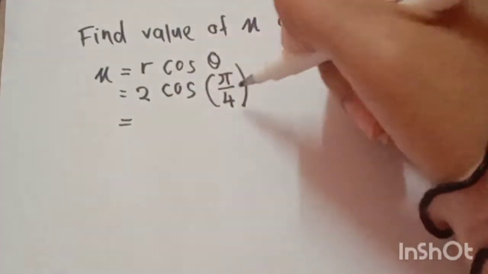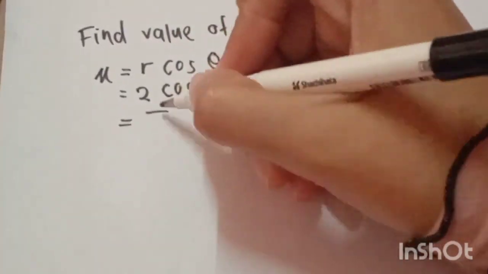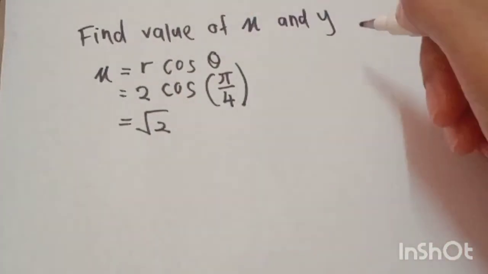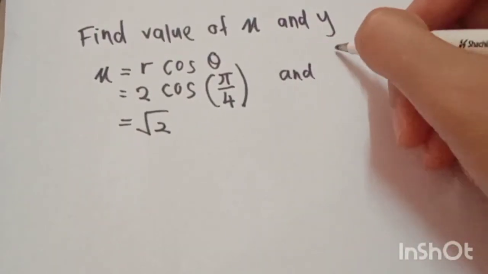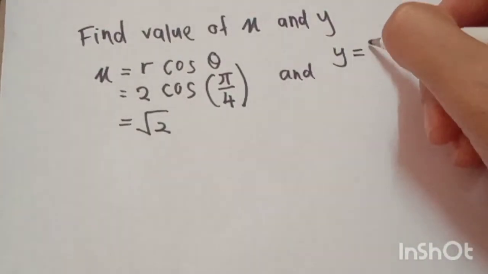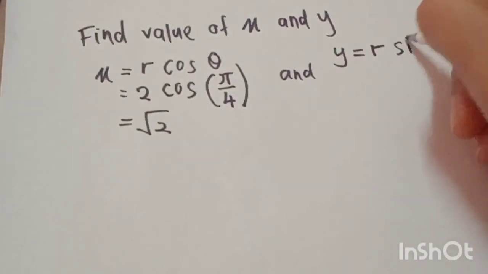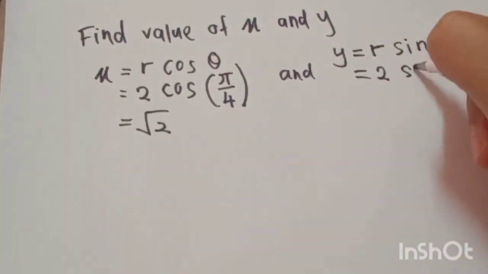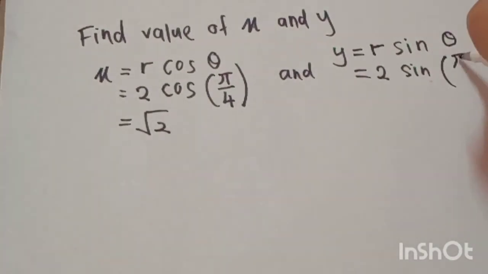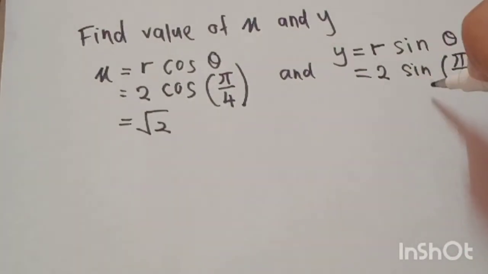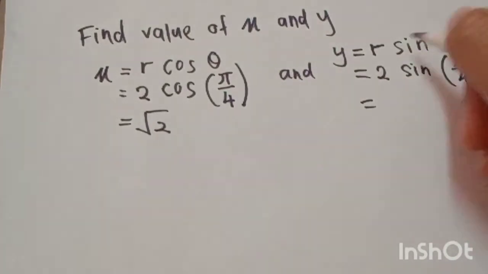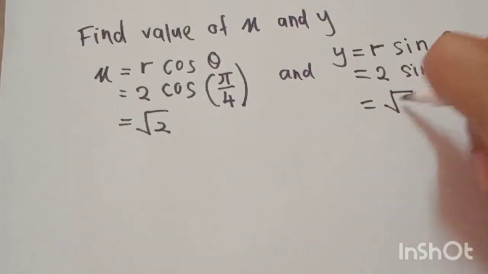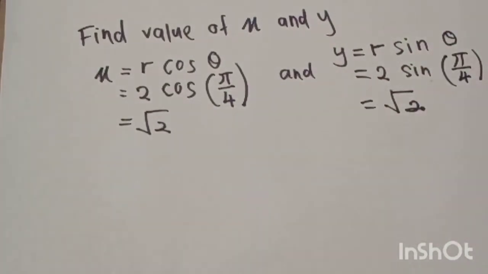We use a calculator to calculate the answer and we will get square root 2. And for y equal to r sine theta, same method. r equal to 2 and theta equal to pi over 4. We just substitute and we will get the answer square root 2. Now we have the value of x and the value of y.